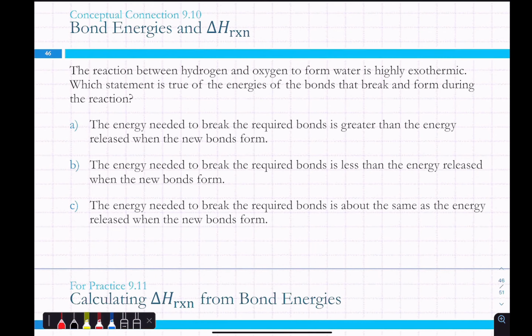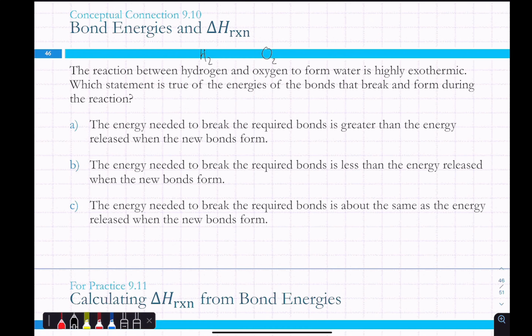A reaction between hydrogen and oxygen to form water is highly exothermic. Which statement is true of the energies of the bonds that break and form during the reaction? Highly exothermic. Yeah, I heard B out there.